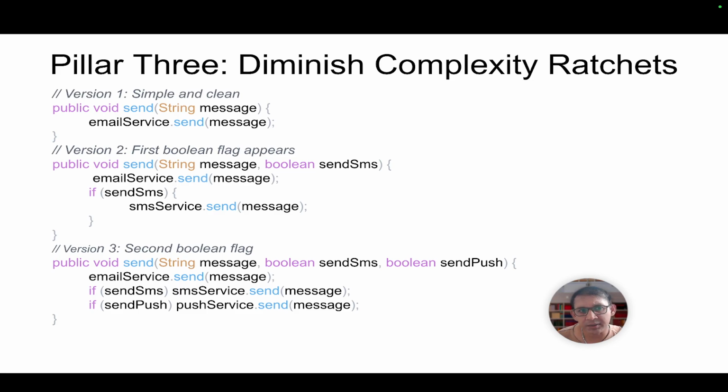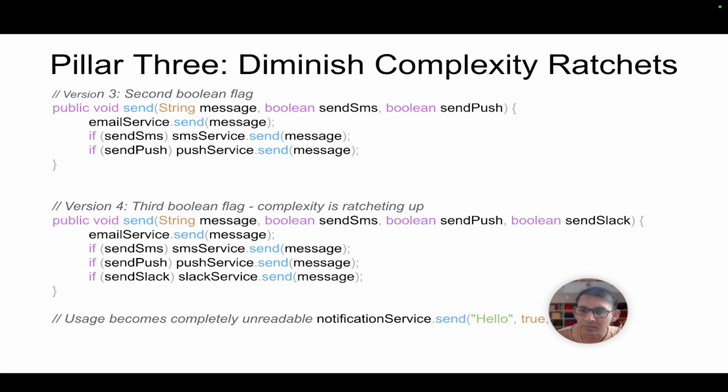Now, let me show you how this anti-pattern evolves over time and why it's so destructive. Imagine you're building a notification service. The first version is simple. Then the business asks for SMS notifications too. This still looks manageable, but then they want to go ahead and add push notifications and then Slack notifications.